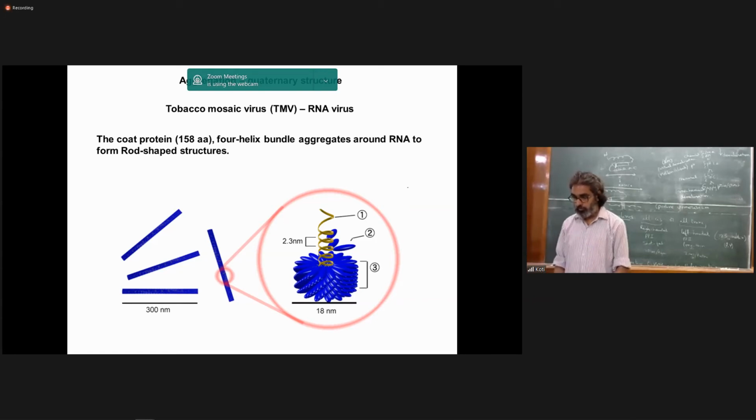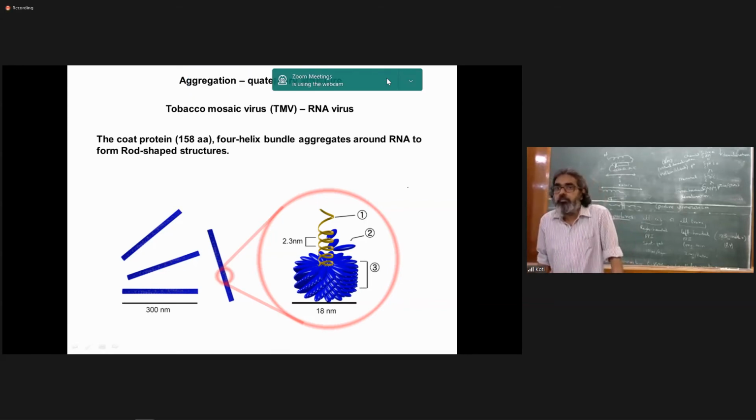Sir, I have one question. Yeah. Sir, provided I have a primary sequence, I'm not asking if you can predict it, but is the tertiary structure formed by the sequence unique?